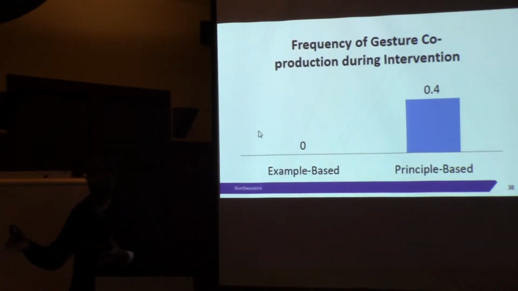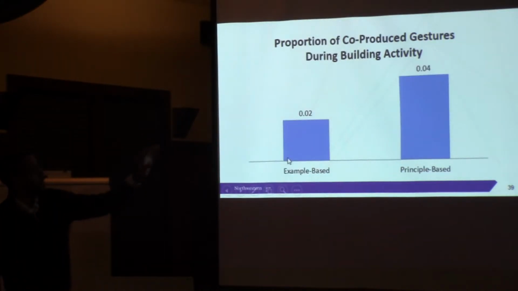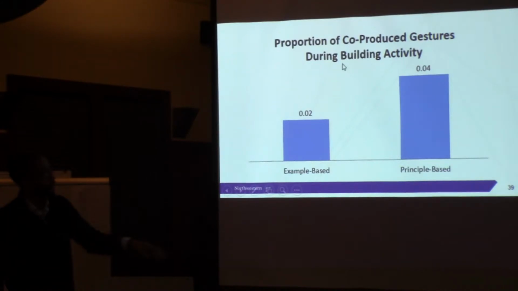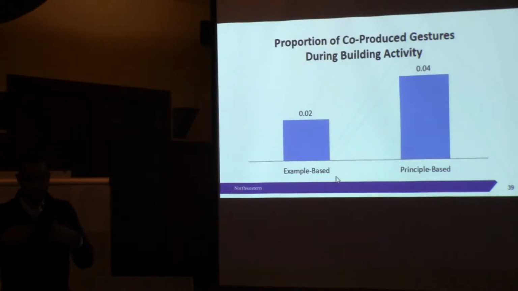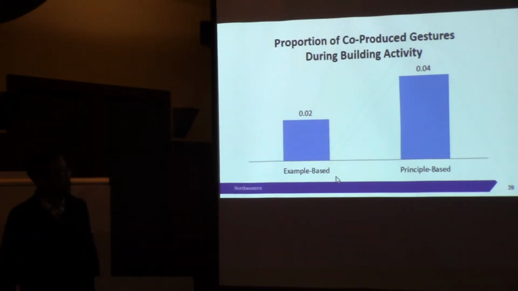You could boil it down to these sorts of means across different modalities. Similarly, I have a proportion of co-produced gestures during a building activity. Oh, and sorry, I should clarify. The other one was looking at the intervention phase, when they were coming up with either example structures or mechanisms to explain why the example structures I provided were stable. I also looked at the co-production during the actual building activity. And again, you see some small differences.